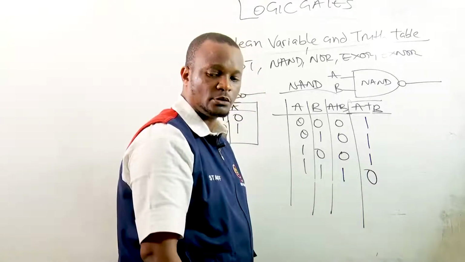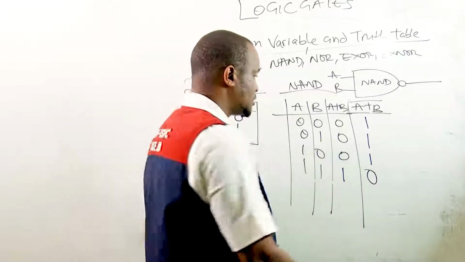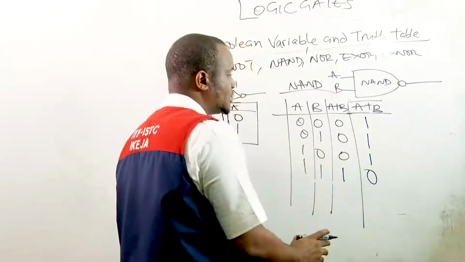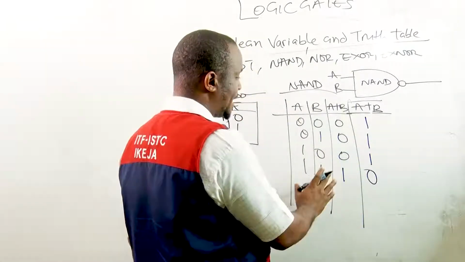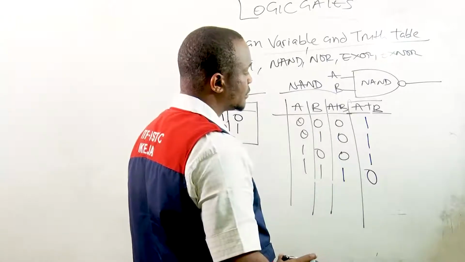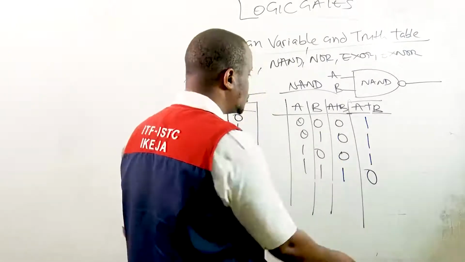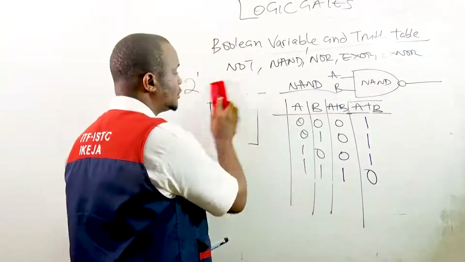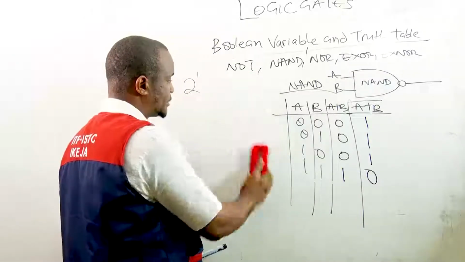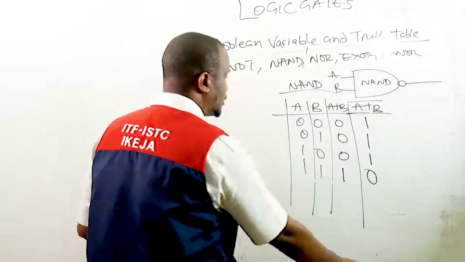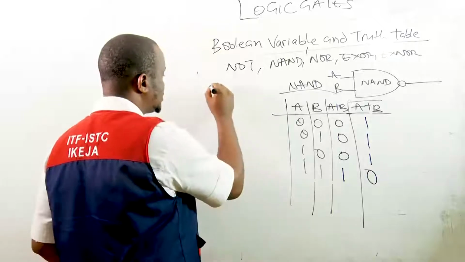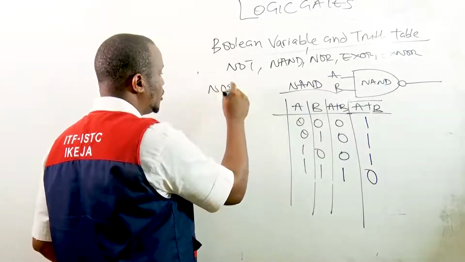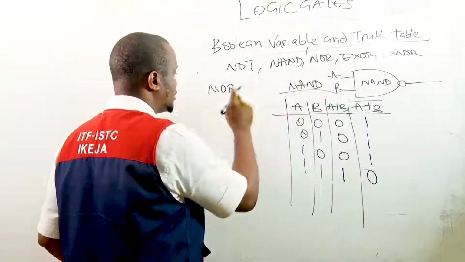To 0. Okay? So this is how it works. So this is the truth table for the NAND gate. So this same thing will hold true for the NOR gate. And what is the NOR gate? The NOR gate is simply the addition of a NOT to the OR gate.